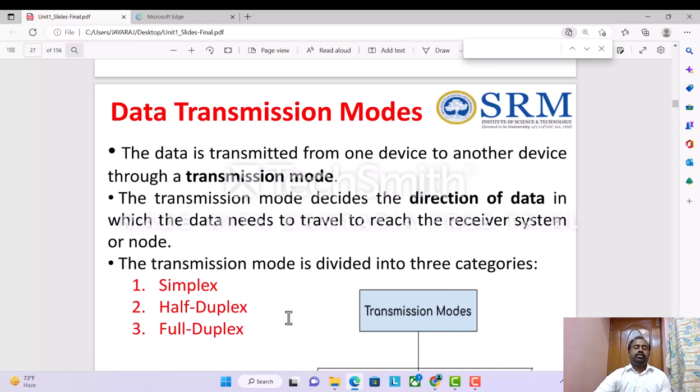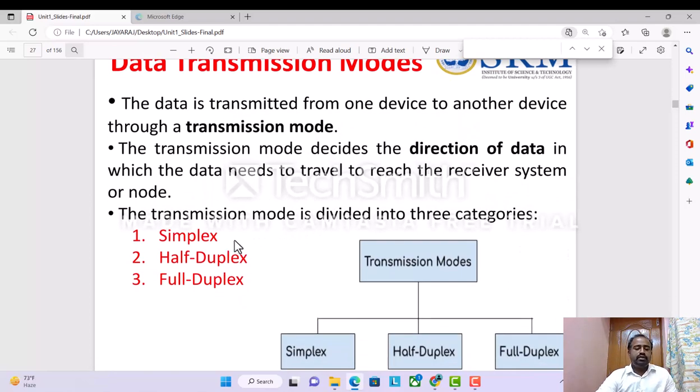See, when the connection is established, the data has to be transferred from one device to another device through a transmission mode, which has to be decided, which means the transmission mode decides the direction of data, where the data needs to travel and reach the receiver system. There are three categories: simplex, half duplex, and full duplex.